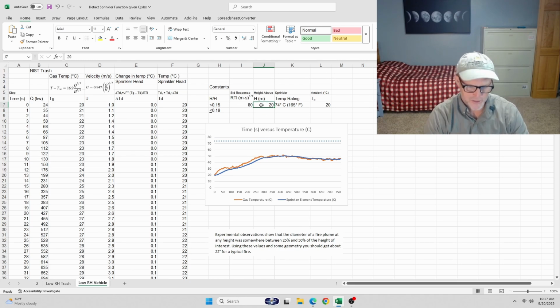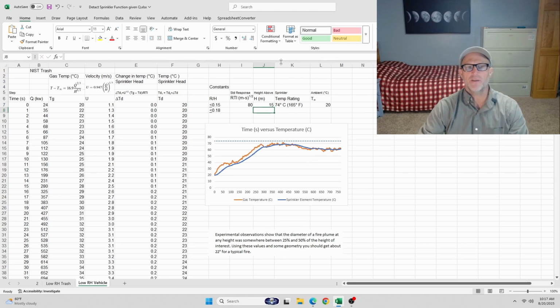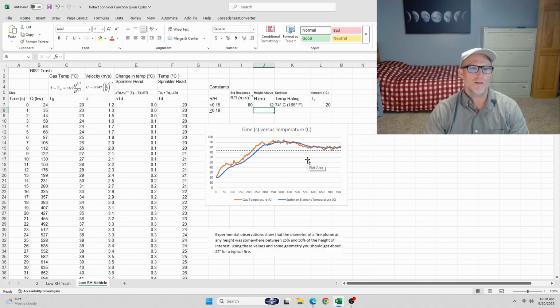And let's reduce this. Let's go down to 15. See where we're at there, even at 15 meters. So that'd be about 50 feet. 50 feet, 15 meters is about the same. You still will never trigger those heads with this particular RTI temperature rating. Let's go a little lower. Let's go to 12 meters.